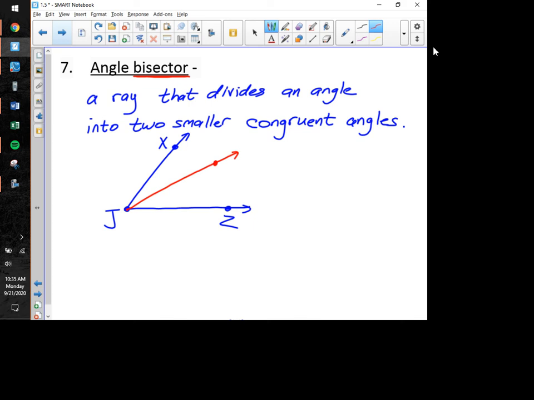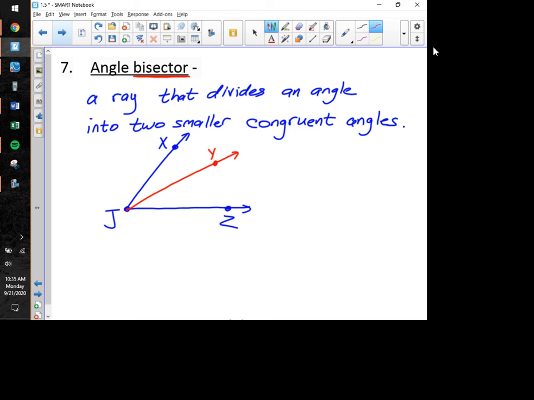And I'm going to call this point Y. So the ray that I just drew is ray JY. And I don't know that I got it quite right, everybody, but my hope would be that the two new smaller angles would be congruent to each other. Well, we are not allowed to assume from a diagram, even if I did do a good job of drawing this properly, that angles are congruent.